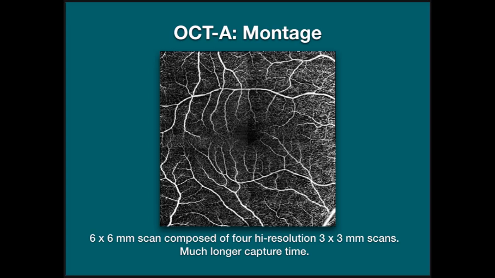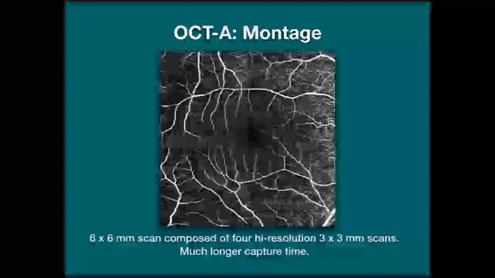OCT angiography already is much longer and more time consuming than regular OCT scans because of the multiple scans at each location and the necessity for eye tracking that has to be on every single slice. So taking a 9x9 scan in montage form would take maybe 15 or 20 minutes to perform with current technology. What I find a good compromise is to sometimes take a low resolution 9x9mm scan. If you detect an area of interest, then you can zoom in and concentrate on a 3x3 or 4.5mm scan area.